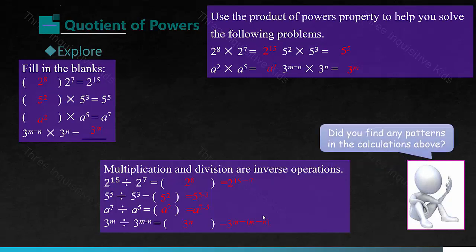Did you find any patterns in the calculations above? Well, I noticed that 15 minus 7 over here in the exponent section equals 8. 5 minus 3 equals 2. 7 minus 5 equals 2. And m minus the difference of m and n is n. So this has something to do with the product of powers property, but instead of adding up the exponents, you're subtracting one exponent from the other.